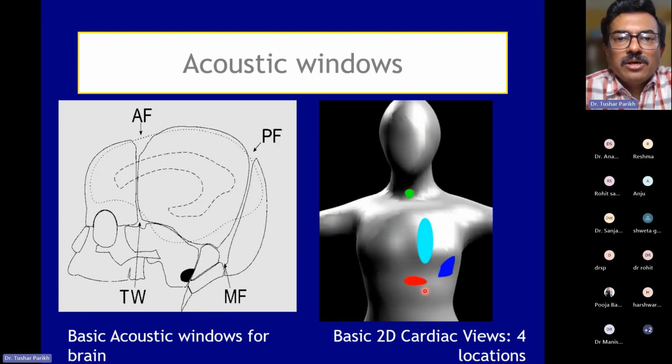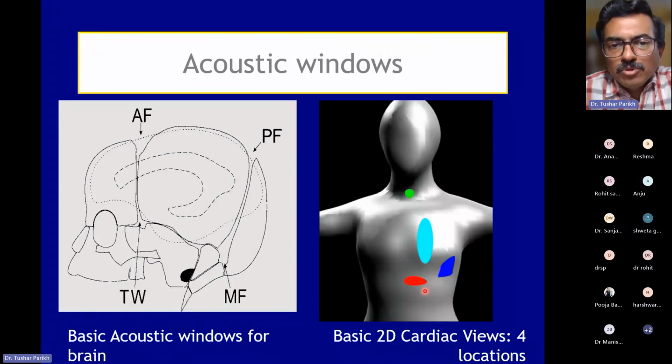Now there are certain points on the body which act as acoustic windows. We know that bone has very high acoustic resistance, and therefore we are not able to pass the ultrasound beam through bones, as well as air. Air is also a high resistance, and therefore we find places.